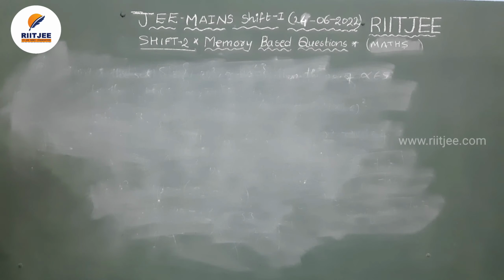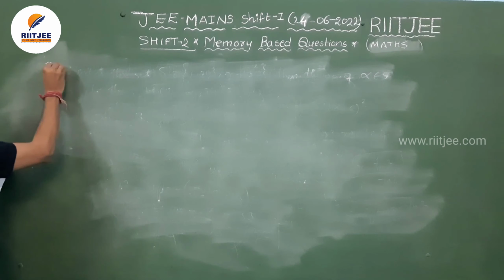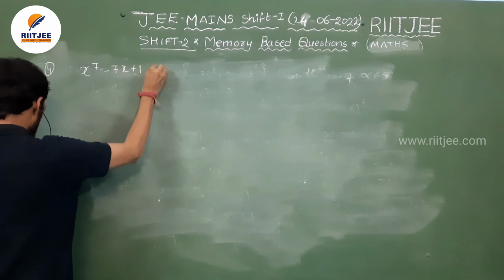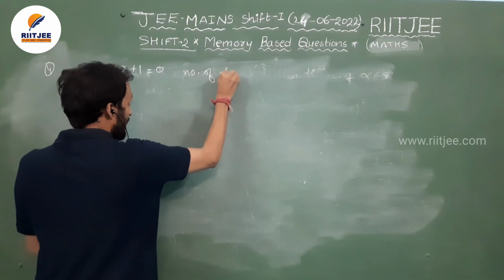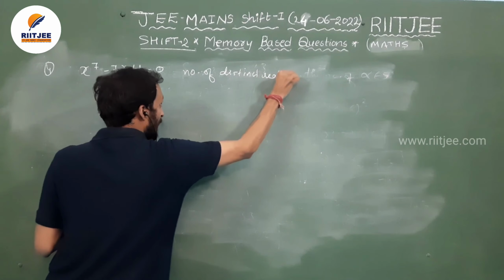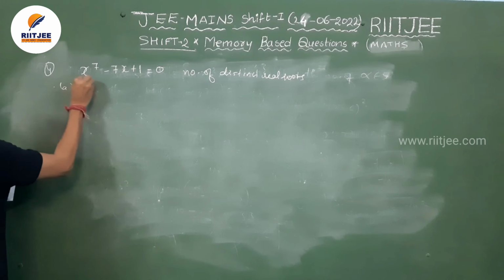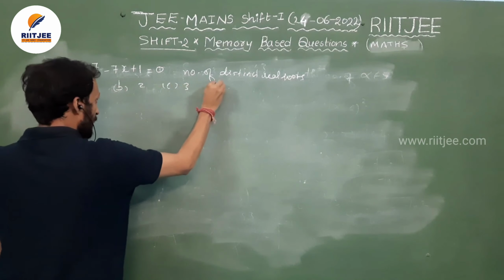See, one question from a very easy one I have asked from the quadratic equation. Question number 4: x to the power 7 minus 7x plus 1 equal to 0, then the number of distinct real roots. They have asked a very easy one it is. Options are 1, 2, 3 or none of these.